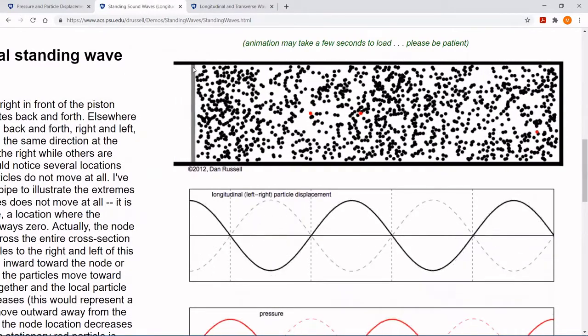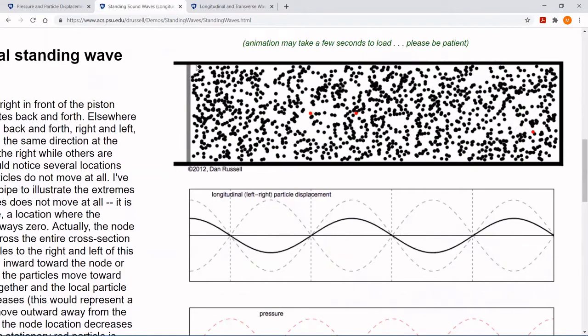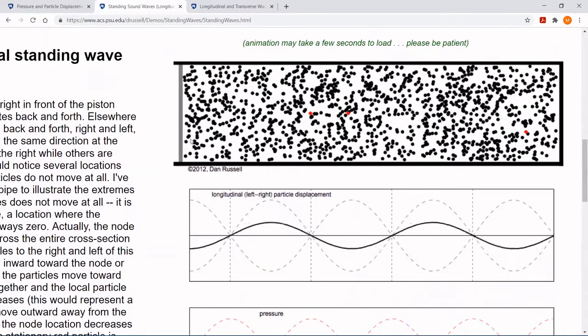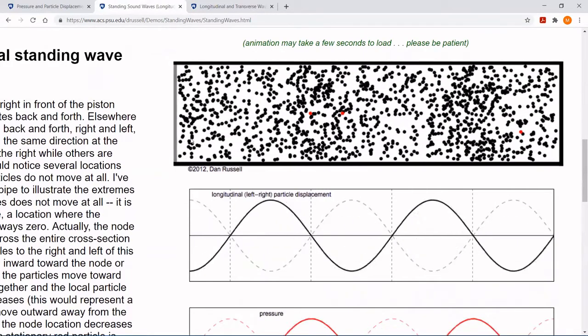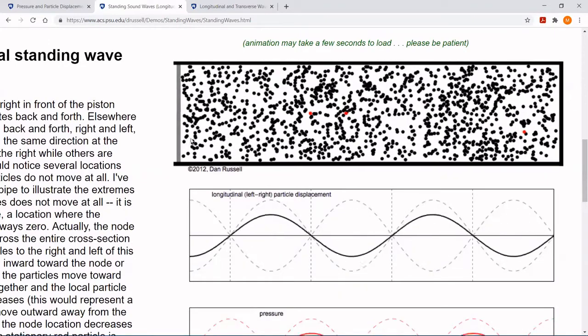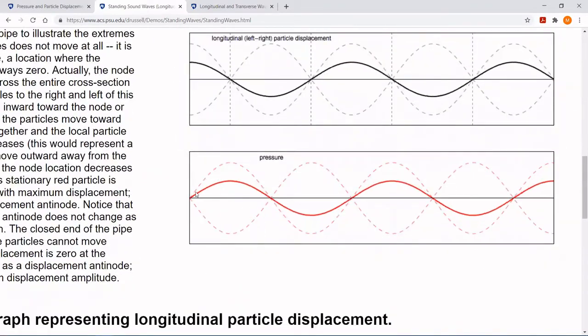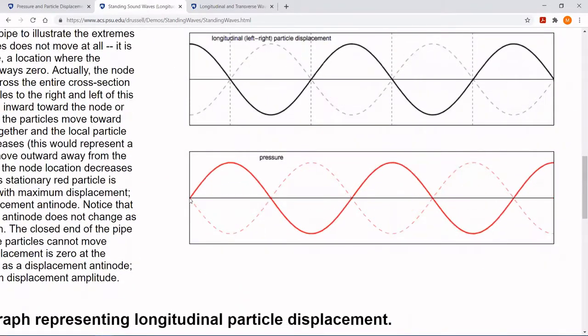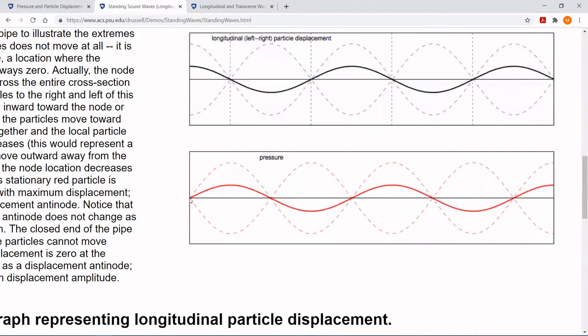Also, you can see, because these particles don't have their density changing in time, they're not getting more or less squished together. That has to be a pressure node. Sure enough, we look down at the bottom graph, the end that's, I'm going to say, quote, open to the atmosphere.